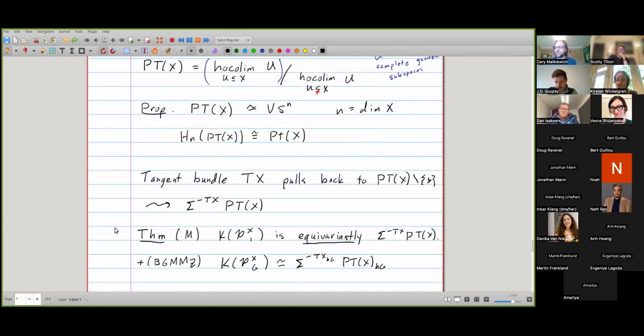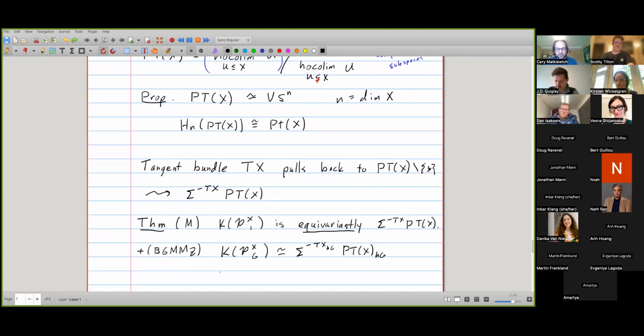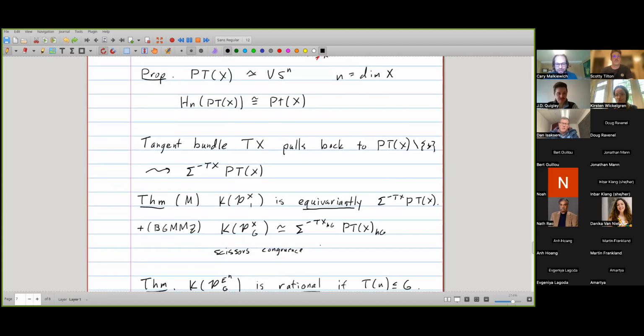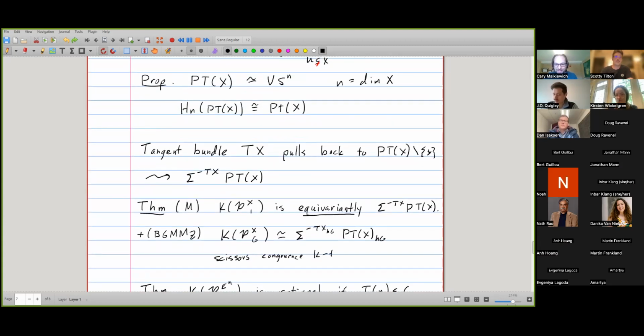So taking homotopy orbits, we've now described scissors congruence K-theory as homotopy orbits of a Thom spectrum. That is again a Thom spectrum. So scissors congruence K-theory is a Thom spectrum. Did I write that below? Yeah, okay. No, I did not. Scissors congruence K-theory, surprise, surprise, is a Thom spectrum. It's kind of a better description than we possibly could have hoped for.